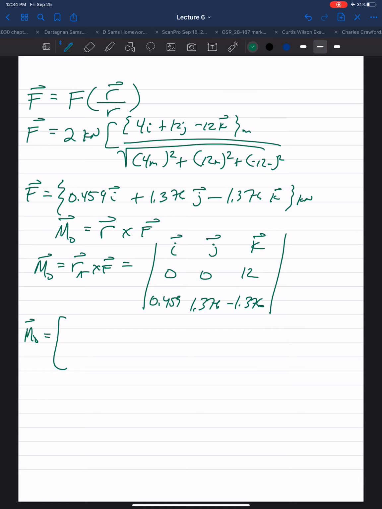with the I, you ignore the first column and top row. So that's 0 times minus 1.376 minus 12 times 1.376 I. For the J, we start with our negative.